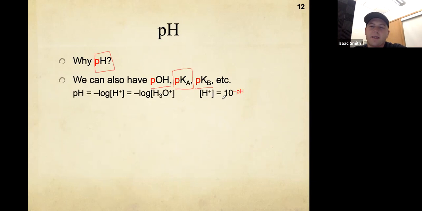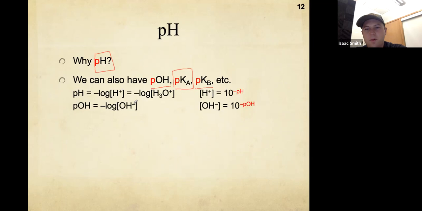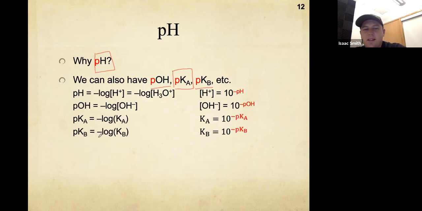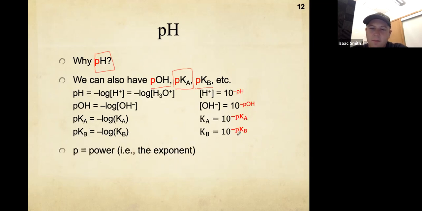But they all have one thing in common, right? The pH is the negative log of the H plus concentration, right? That's why it's called pH. pOH is the negative log of the OH concentration. pKa is the negative log of the Ka. pKb is the negative log of Kb, right? So the p stands for power, or the exponent, right? So in all these cases, we're using this to solve for the exponent of the concentration if it was a base 10. And that's where it comes from.